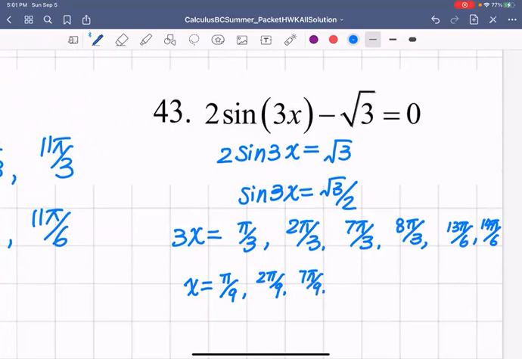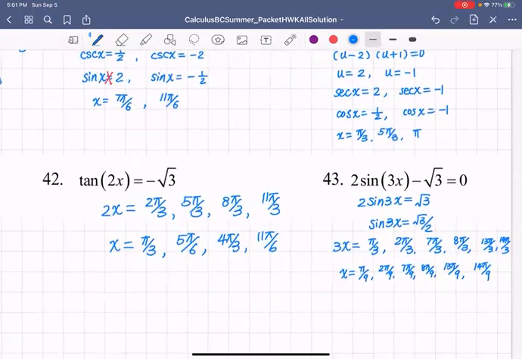Continue. 8 pi over 9, 13 pi over 9, and then 14 pi over 9. No, hold on. I think I did something wrong. This is 3. Okay, I have a typo here. Yes, it's all 3. Correct. So 13 pi over 9, and then 14 pi over 9. Very good. Now you've mastered it. Okay, that's how we do this question.